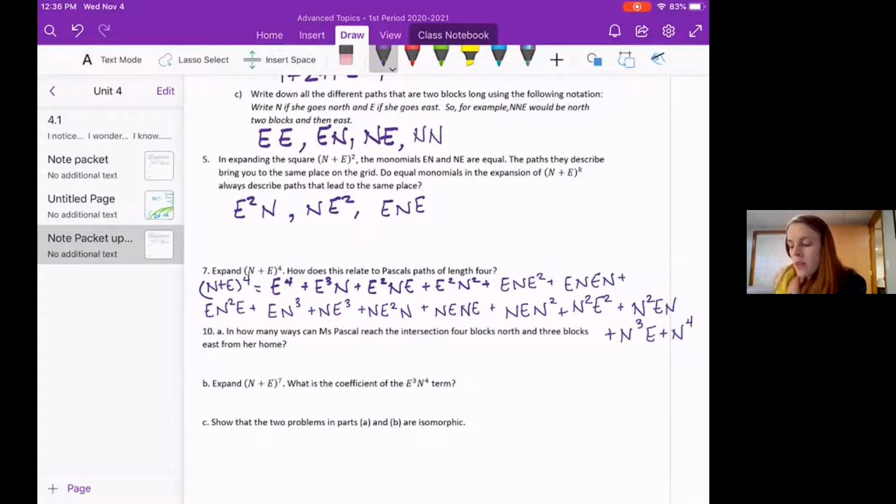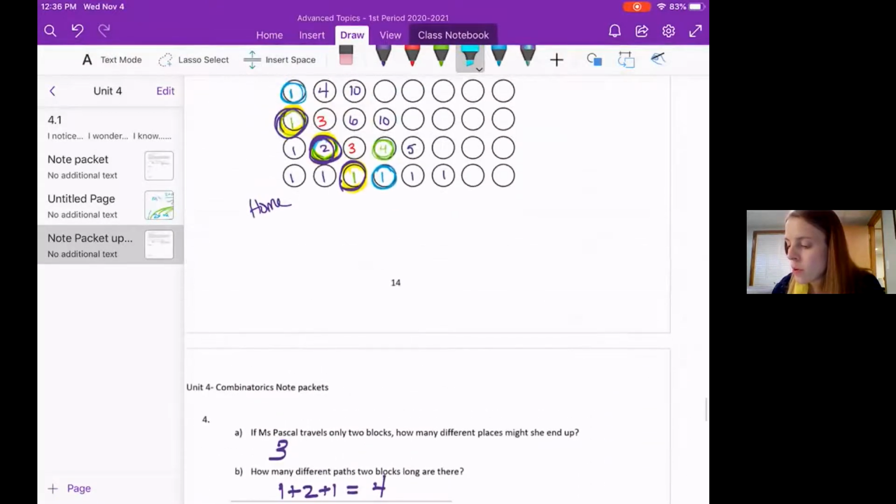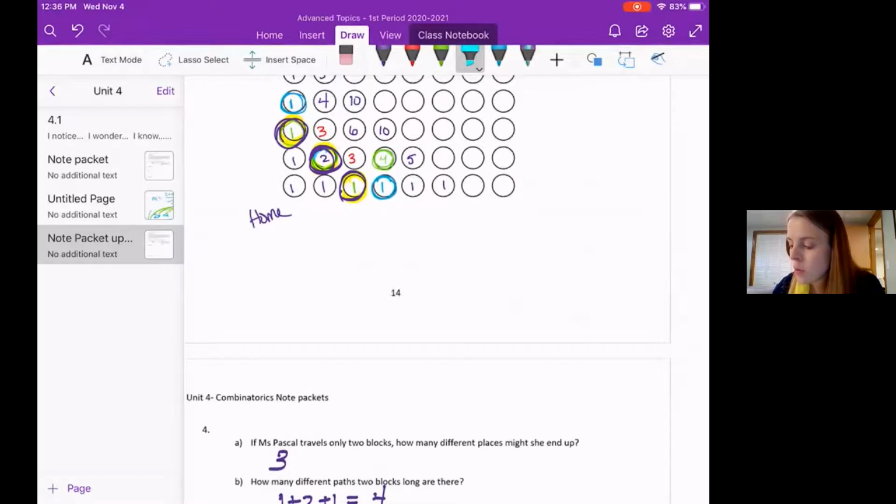The real question is, how does this relate to Pascal's paths of length 4? So notice that every term there has powers that add up to a power of 4. And let's choose a different color here. Let's say that you're talking about e cubed n. That says go 3 spots to the right and 1 north. So 3 spots to the right and 1 north. You would end here.